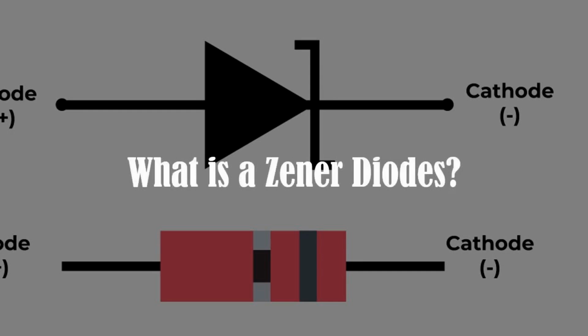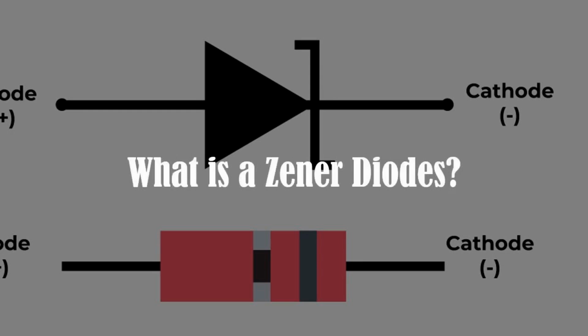5. Reference voltage. Precision reference. Zener diodes provide a stable reference voltage for analog-to-digital converters, ADCs, digital-to-analog converters, DACs, and other precision measurement devices. Temperature compensation. In circuits requiring temperature-stable reference voltages, Zener diodes with specific temperature coefficients are chosen to compensate for temperature variations.